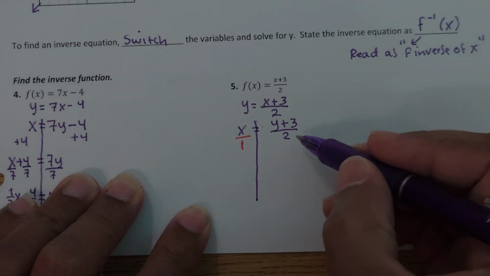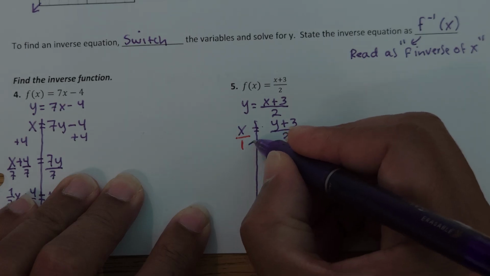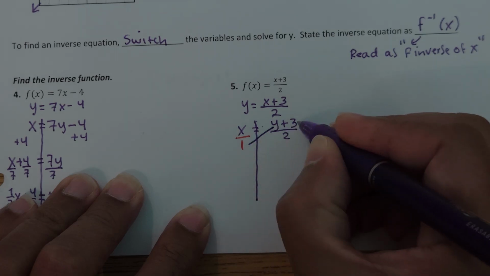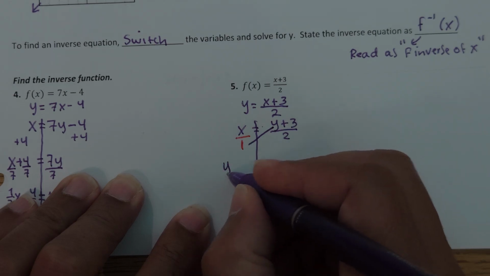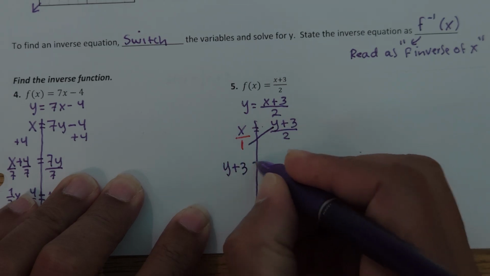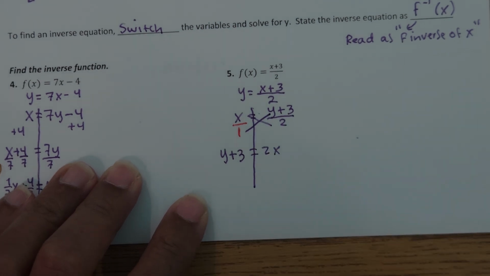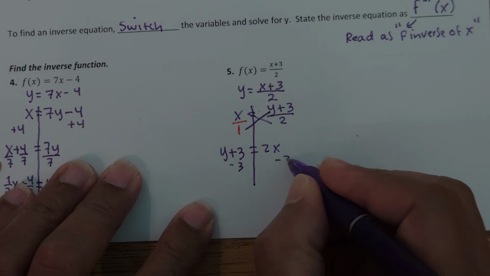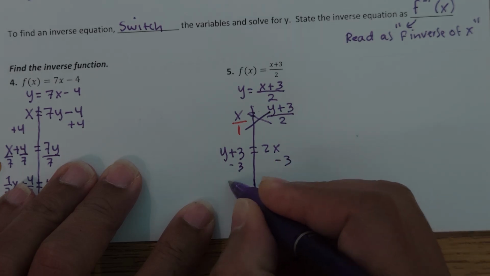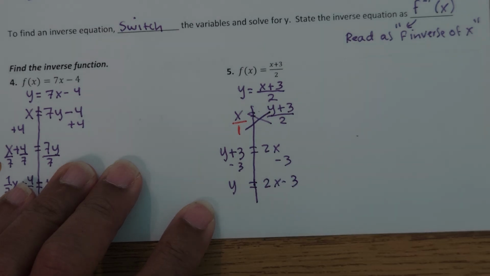Or you could also just multiply by 2, but I'm going to do what I've said in class, but you can do this different ways. So I'm going to multiply 1 times y plus 3. 1 times y is y, 1 times 3 is 3. So this is y plus 3 equals 2 times x. That's 2x. Then I'm going to subtract the 3. So then we have the y by itself, and y is equal to 2x minus 3.